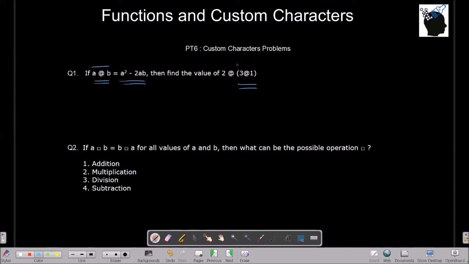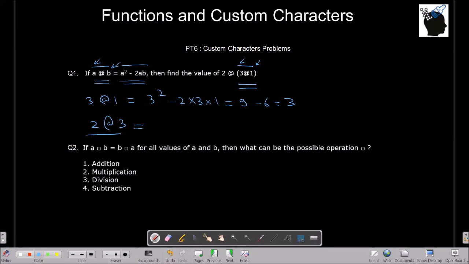So if you compare these two, I have a value before @, which is 3, and a value after @, which is 1 in this case. So wherever I have a, I will replace it with 3. And wherever I have b, I'll replace it with 1 to get the value of 3 @ 1 as 3 square minus 2 into 3 into 1, which is nothing but 9 minus 6 or 3. That means my problem becomes 2 @ 3.